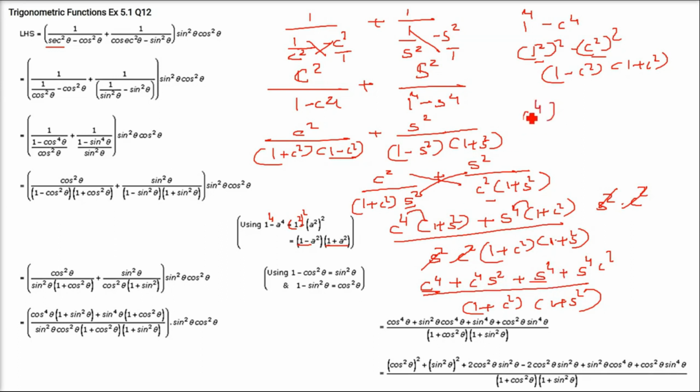Now cos to the power 4 can be written as cos square whole square, and sine to the power 4 can be written as sine square whole square. Now this is a square plus b square. If I add plus 2ab, that is plus 2 into sine square cos square, and I subtract minus 2 sine square cos square, it won't affect. But this will become a plus b whole square, that is cos square plus sine square whole square, and then this is minus 2 sine square cos square.